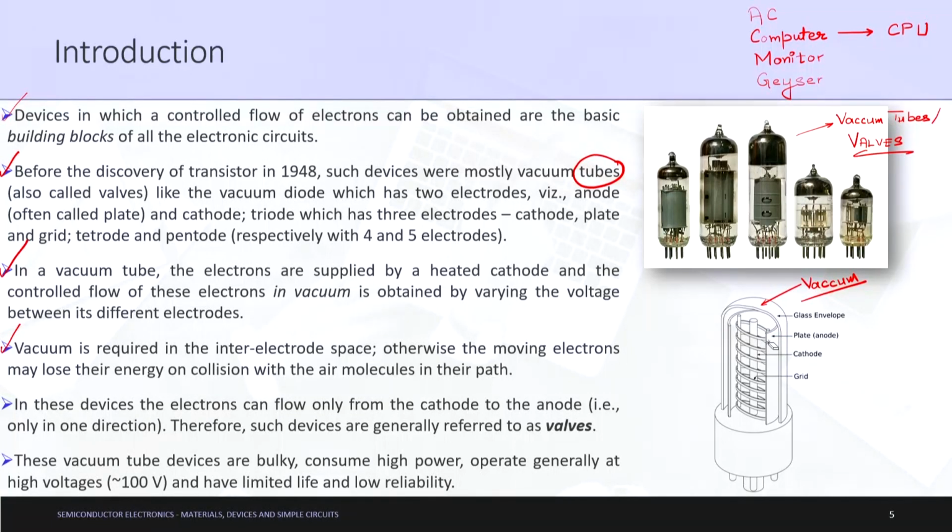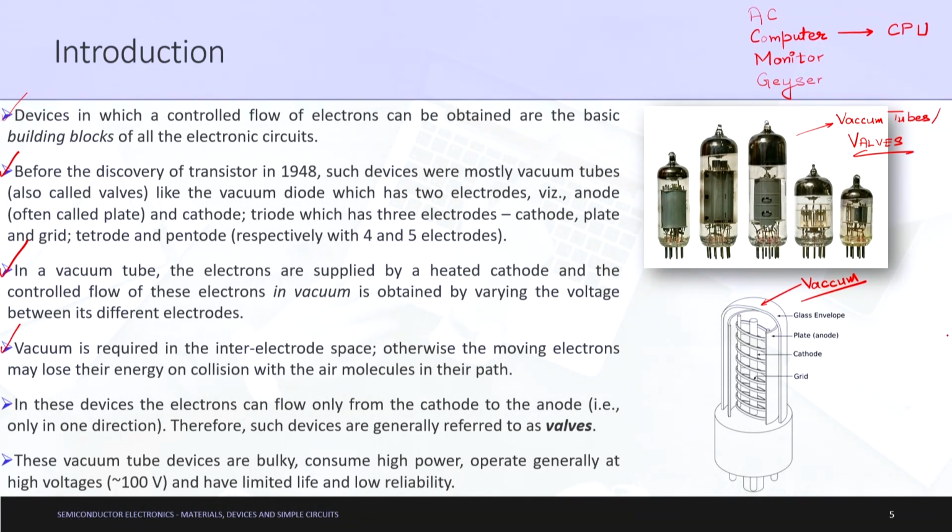Next was why vacuum was necessary and what the different types of electrodes were. Till now we understood all these concepts. This point has also been explained. Why is vacuum required? Otherwise the moving electrons may lose their energy on collision with the air molecules. As there are no air molecules inside the vacuum tube, the flow is controlled.